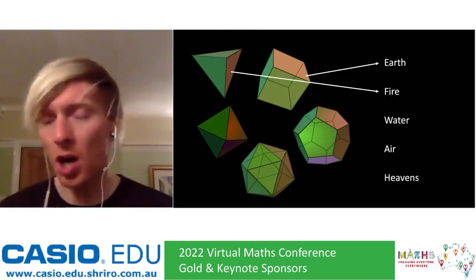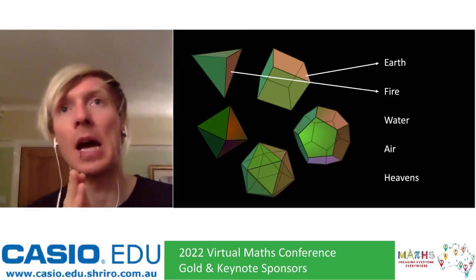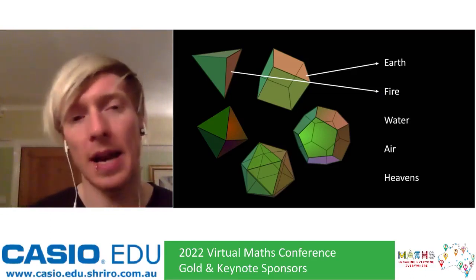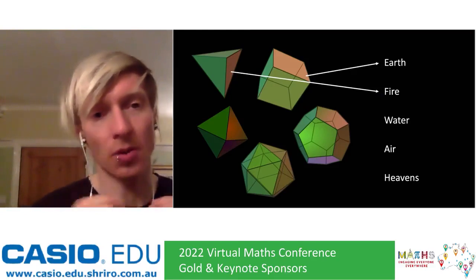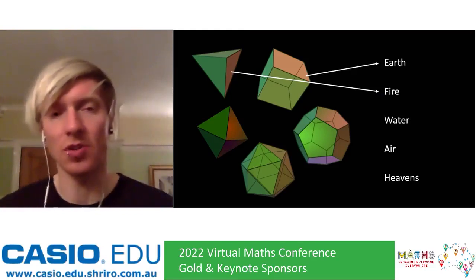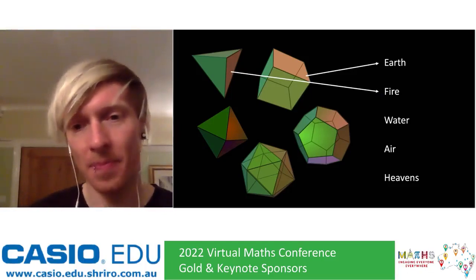When we say the sharpest, what that means is the shape that has the smallest angle at a particular corner. That would be the tetrahedron. Each angle there is 3 lots of 60, so it's 180 degrees. So fire is going to go with the tetrahedron.